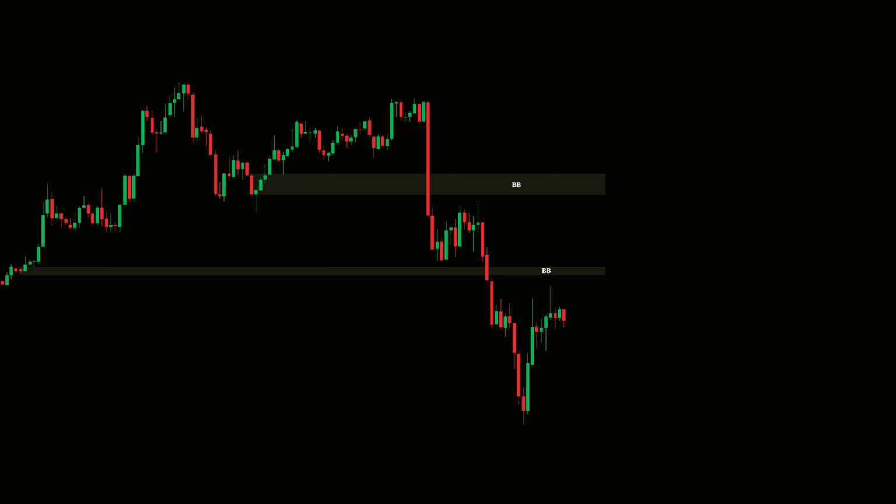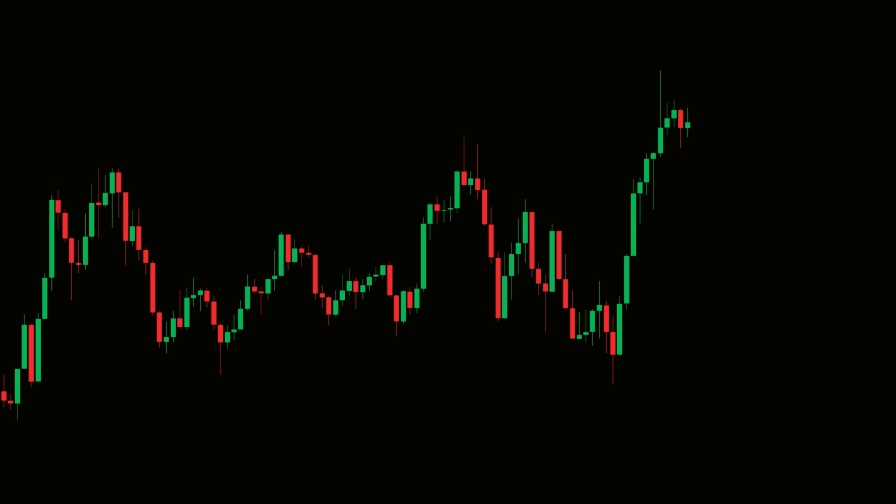While these zones may not always trigger a reaction, when they do, they often offer high probability trade setups. Next, we move on to liquidity grabs.